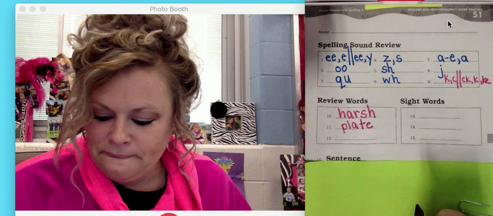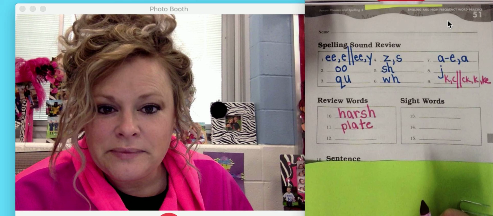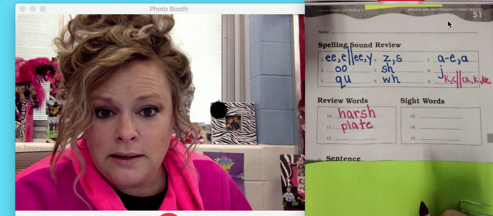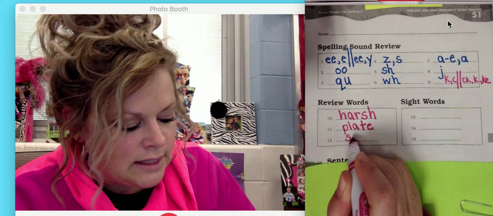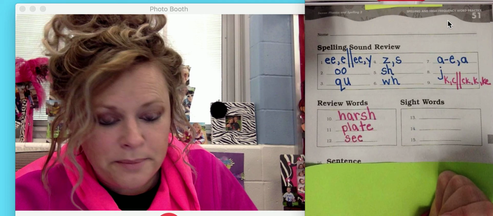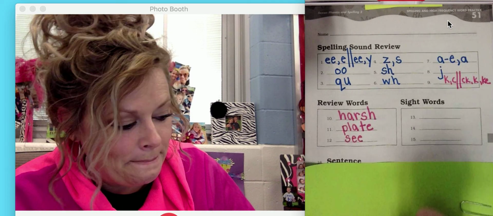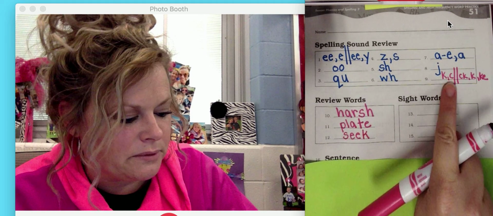And number 12 is seek. Repeat, seek. E in the medial position. All right, seek, hide and seek. And then that K in the final position after a vowel digraph is represented by just a K. So that took both of our spelling rules.